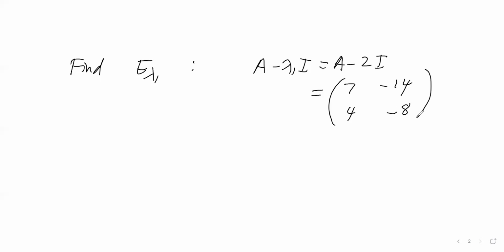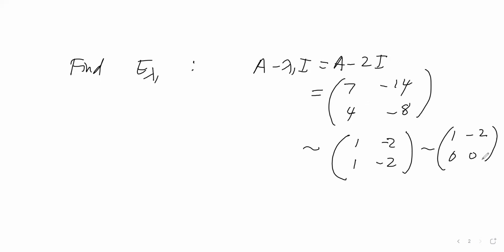Now we can just divide the first row by 7, and this will be 1, negative 2. And then you can also divide the second row by 4, so this will be 1, negative 2. And you see the second row and first row are the same thing. So if you reduce it, then this will completely be 0. So now we have this. So we're going to have V1, so I'll just call it X1.